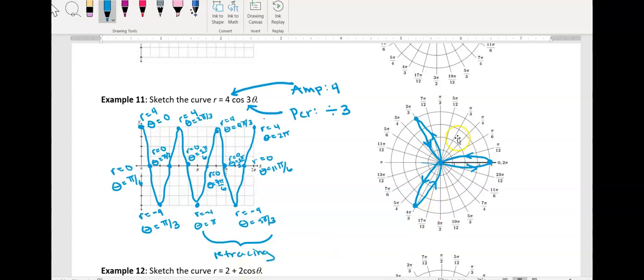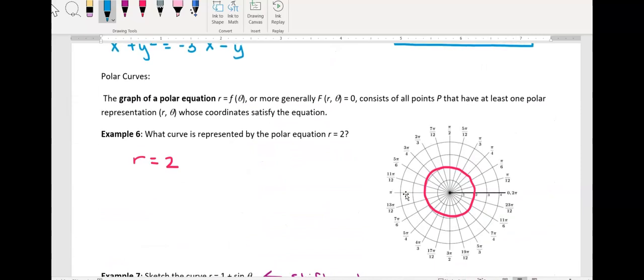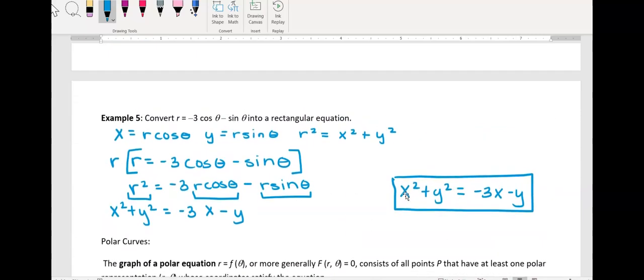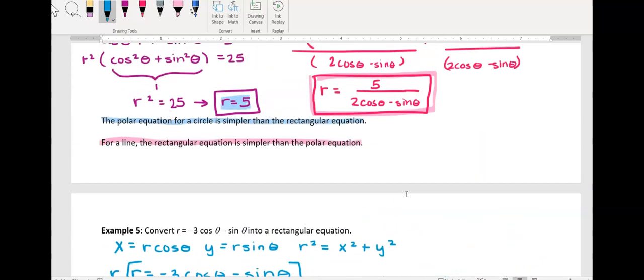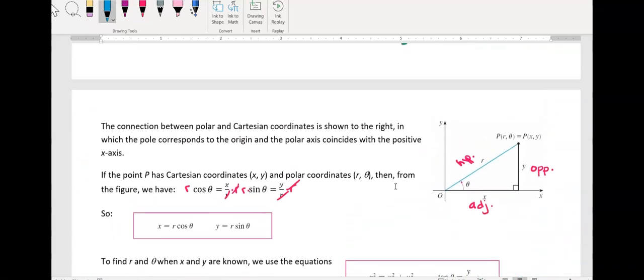Okay, and that's what happens sometimes when you have that condensed period and you start to have all these extra points. So at this point, this is what's going to conclude the video for polar coordinates. So hopefully you'll be able to get through some of the graphing ideas, changing from rectangular to polar and polar to rectangular, and then we'll finish up some of these in class.